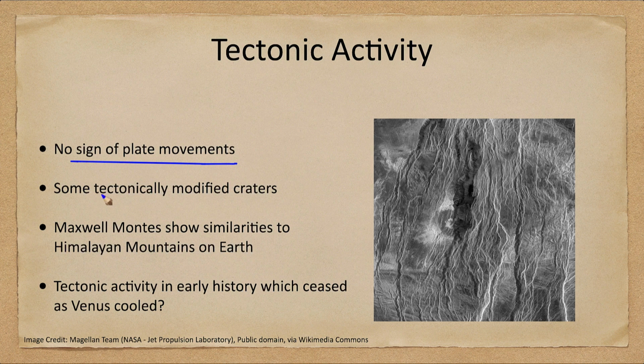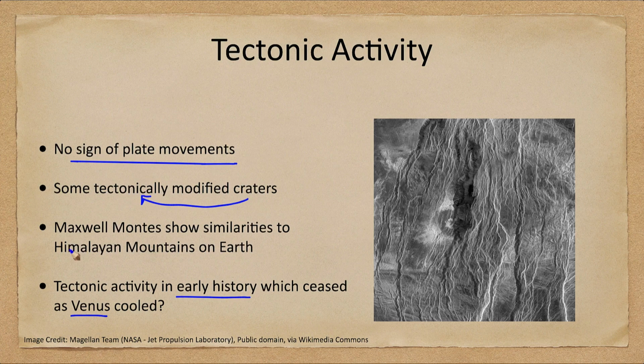However, there are some craters which have been modified by what appears to be tectonic activity. So craters where it seems like crust has flowed around them or cracked around them. And it's quite possible that there has been tectonic activity in the early history, but that ceased when Venus cooled. So for whatever reason, Venus cooled quicker than Earth, and therefore the activity within it died off a lot faster on Venus than it did on Earth.